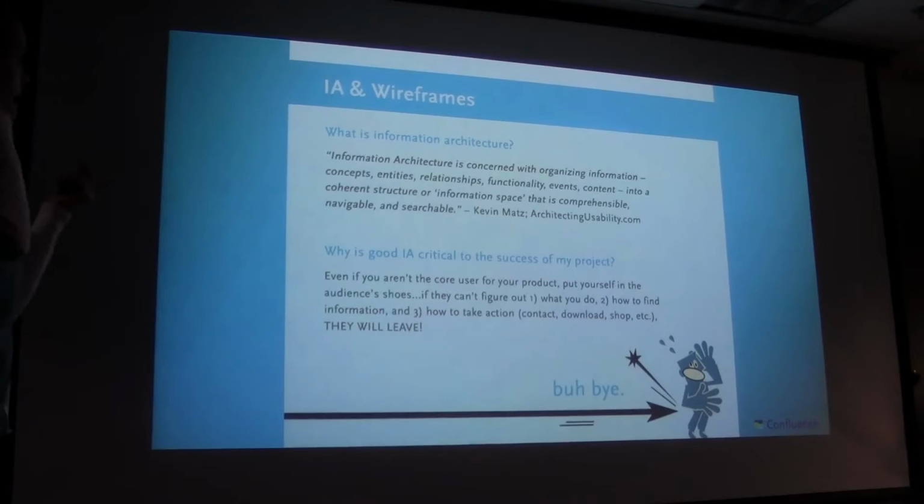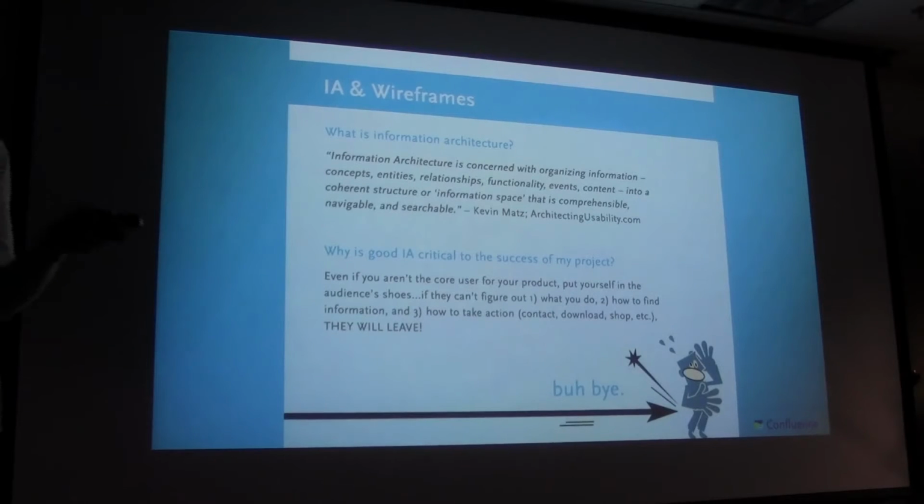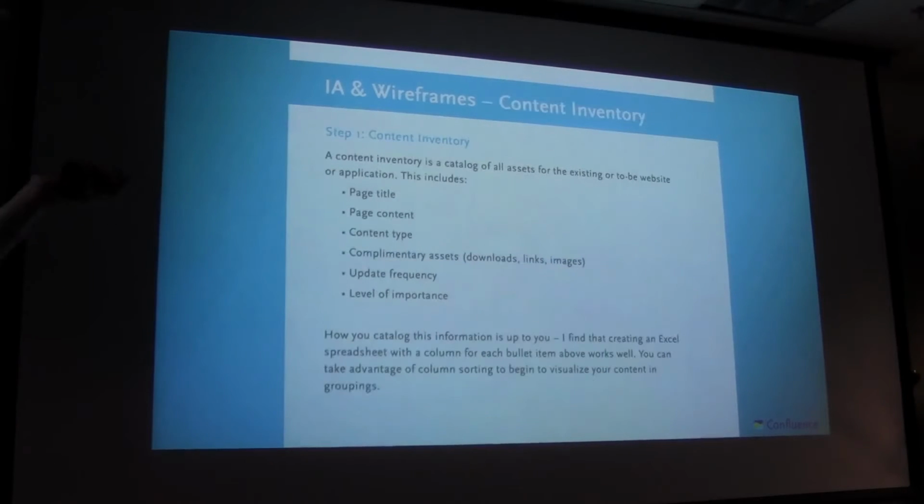So why is good IA critical to the success of my project, your project? Even if you aren't the core user for your product, put yourself in the audience's shoes, and this overlaps with a lot of what Joe was talking about. If they can't figure out what you do, how to find what they're looking for, how to take action, and action can be various things, contacting, downloading, shopping, engaging, etc., well, they'll leave. Bye-bye. I'm out of here. I don't have enough time to deal with this. I'll find someone else who does basically what you do, but has a better interface.